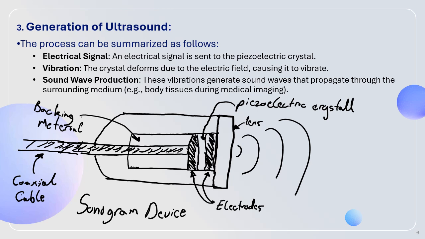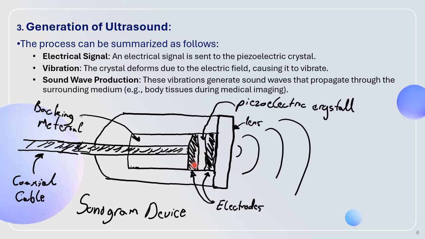So we have this, called a sonogram device. This is the one that is used specifically for medical diagnosis in radiology, especially for checking up on pregnant women. So you have your electrodes right here, and then you have your piezoelectric crystal in between. The process can be summarized as follows. You have an electrical signal. An electrical signal is sent to the piezoelectric crystal, right?